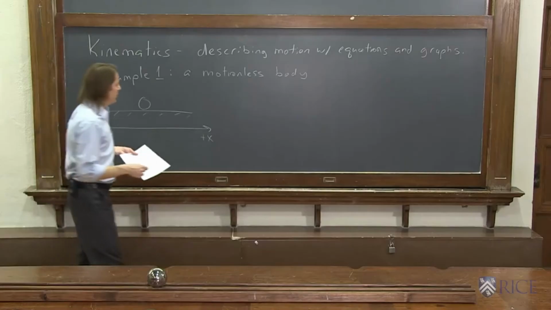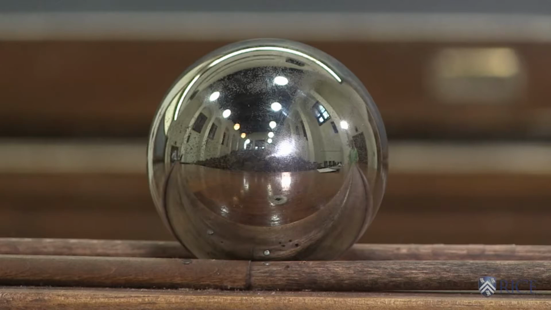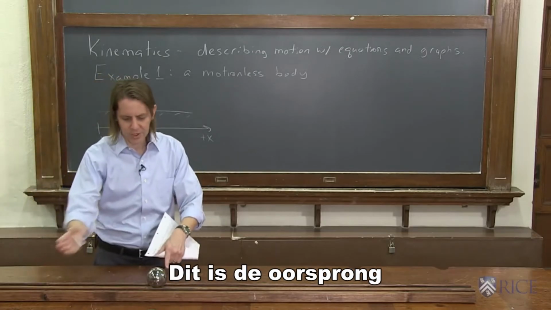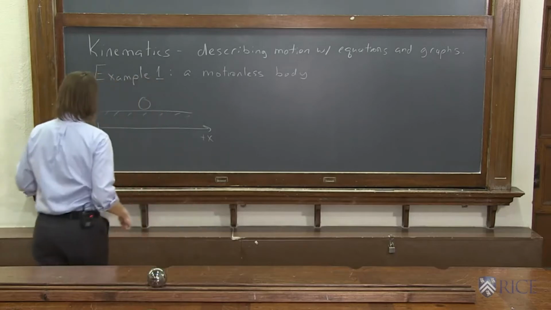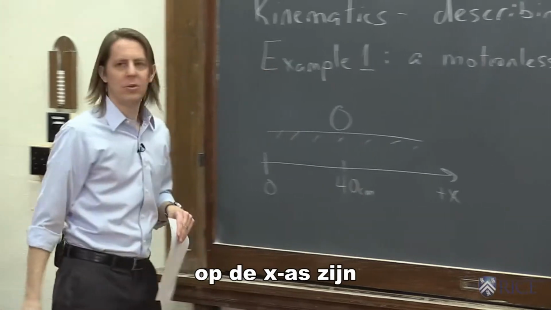Okay? So let's see. Where is Hal? Where are you, Hal? Oh, I have to look. I forgot. So I have my coordinate system over here. This is the origin. He's at about 40 centimeters. So if we wanted to mark it here, it would be at 40 centimeters on the x-axis.